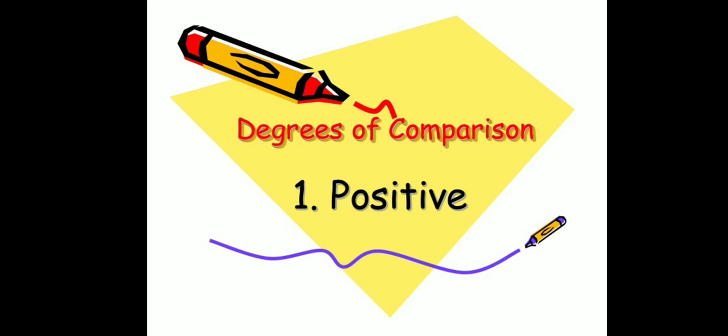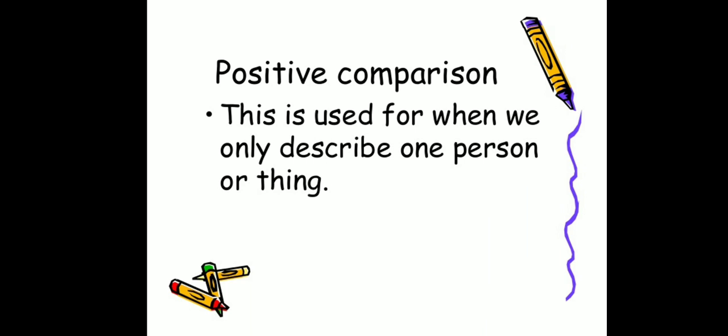Understand? How can we say that here it is a positive adjective? Let us see. Degrees of comparison can be classified into three types. First one is positive degree, second one comparative degree, third one superlative degree. Now let us see positive degree. What is positive degree? This type of positive comparison is used when we only describe one person, one place, or one thing. Here we do not find any comparison. Here it describes only one person, or one place, or one thing.